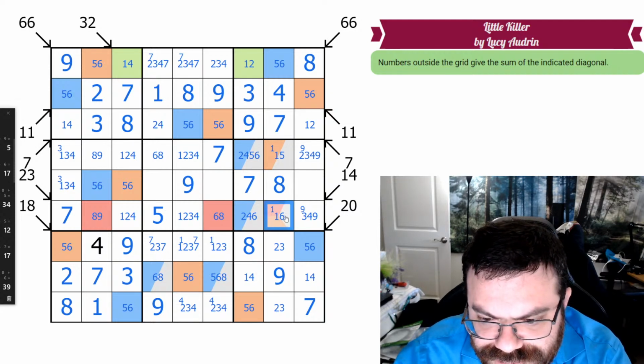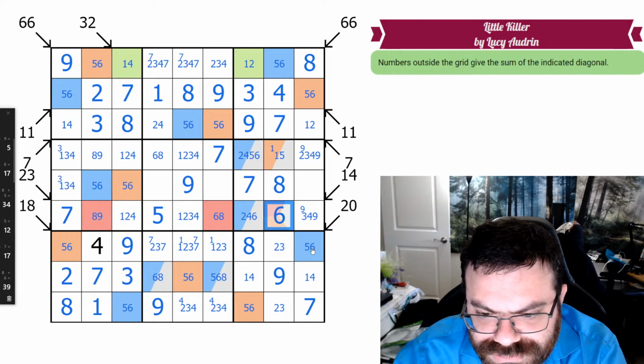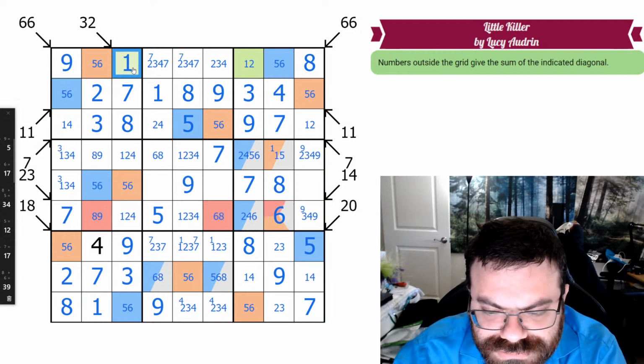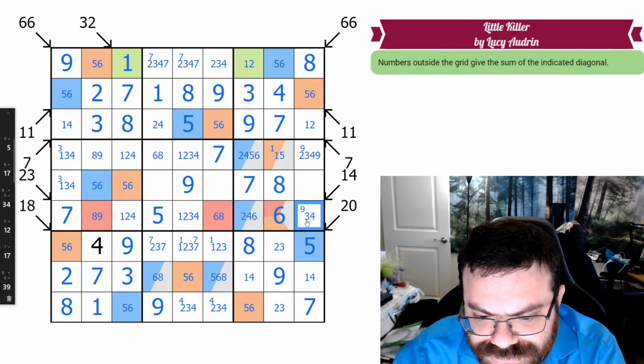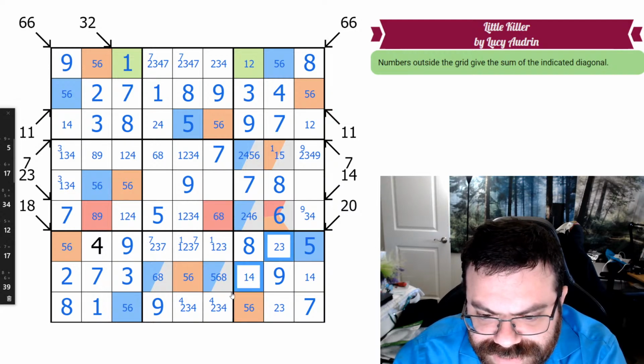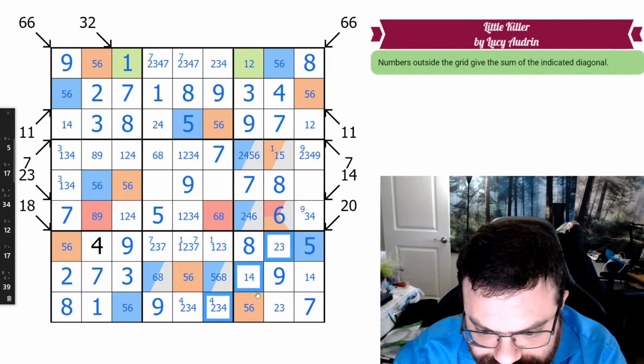So a 6 here forces minimums here. It also means this can't be 9, because this one's going to be 9. So this is a 3 or a 4. So what's that mean here? These have to add to at least 11. These add to 11 or 12.